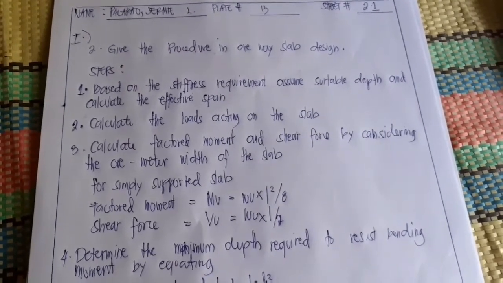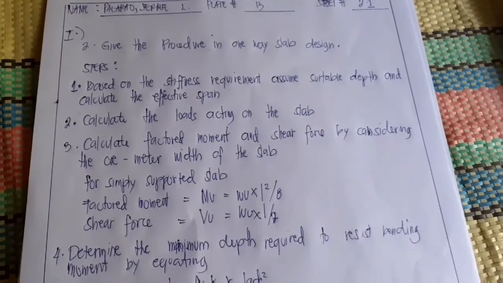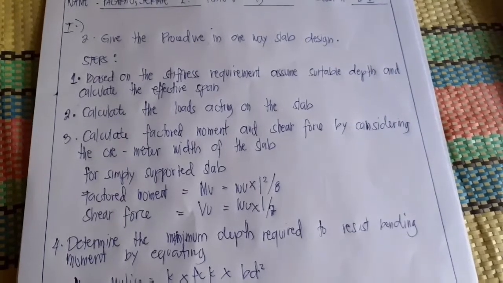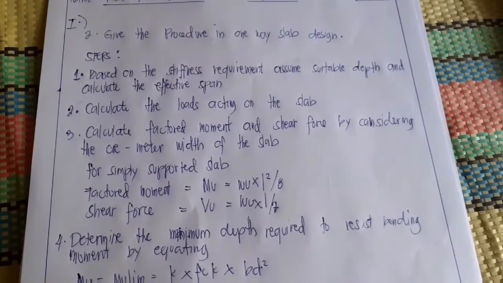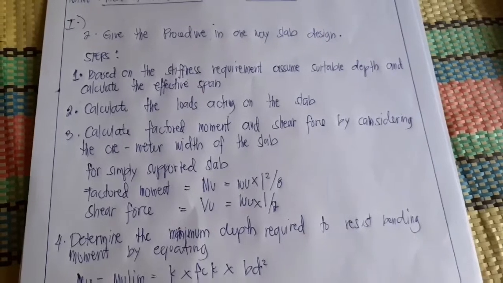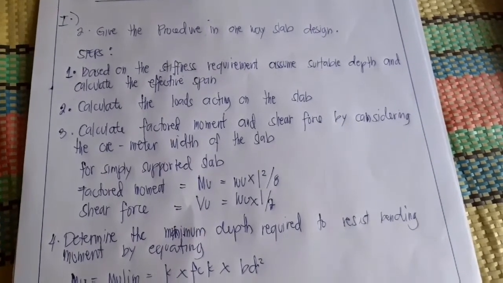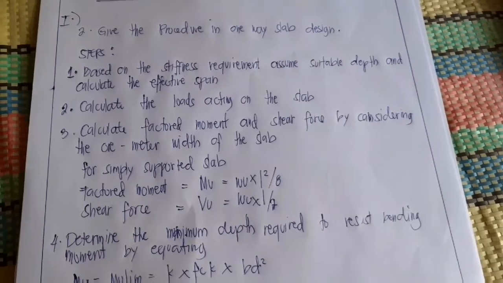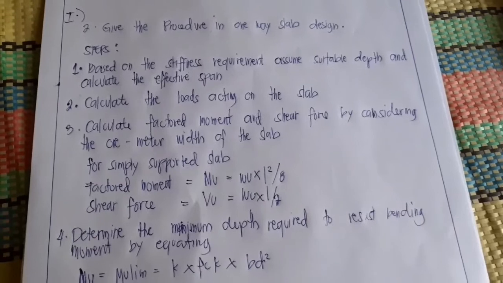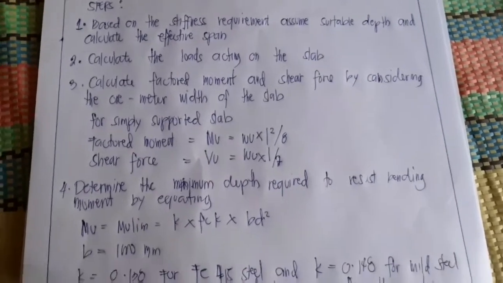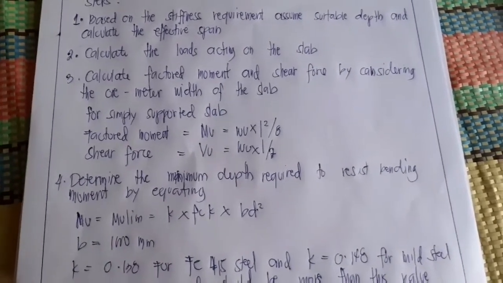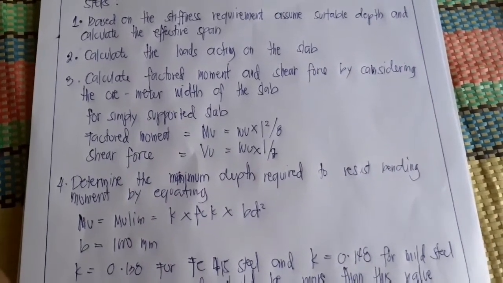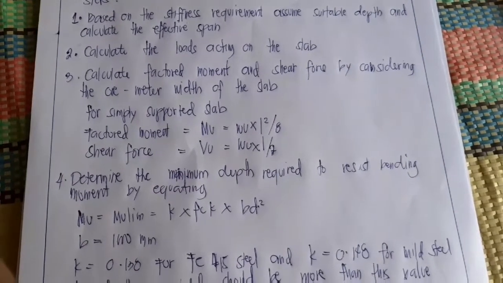Second, calculate the loads acting on the slab. Third, calculate the factored moment and shear force by considering a 1 meter width of the slab, simply supported. So the factored moment is equal to W times L squared over 8. Then the shear force. Then number 4, determine the minimum depth required to resist the bending moment by equating the factored moment.